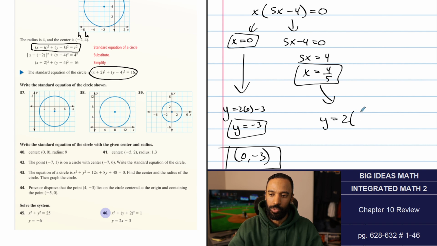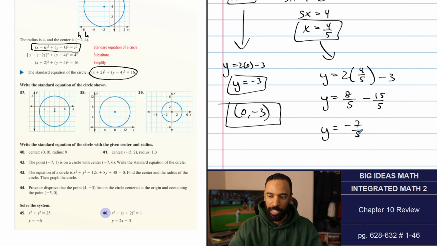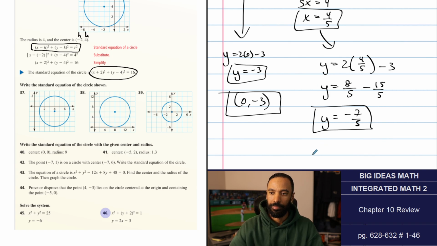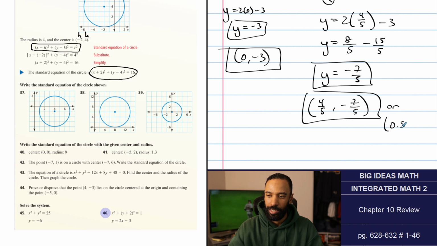Let's do y equals 2 times 4/5 minus 3. And that is 8/5 minus 3. Now 3 can also be written as 15/5. That's getting a common denominator. And therefore that is negative 7/5. I was about to say negative 7/8. So negative 7/5 for that. Let me first write this, (4/5, -7/5). But if you want a decimal version of this, you could also say (0.8, -1.4). That's another version of where they apparently hit.